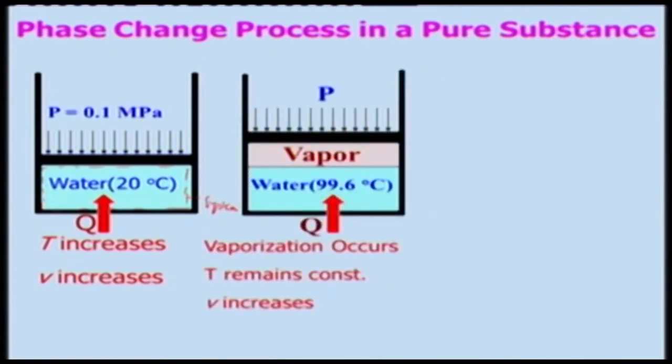Now what will happen if we go on increasing the temperature? The temperature will go up, like 20 degrees, 25 degrees, and so on, until it reaches a temperature of 99.6 degrees Celsius. What will happen at that point with the pressure equal to 1 megapascal? What will happen?